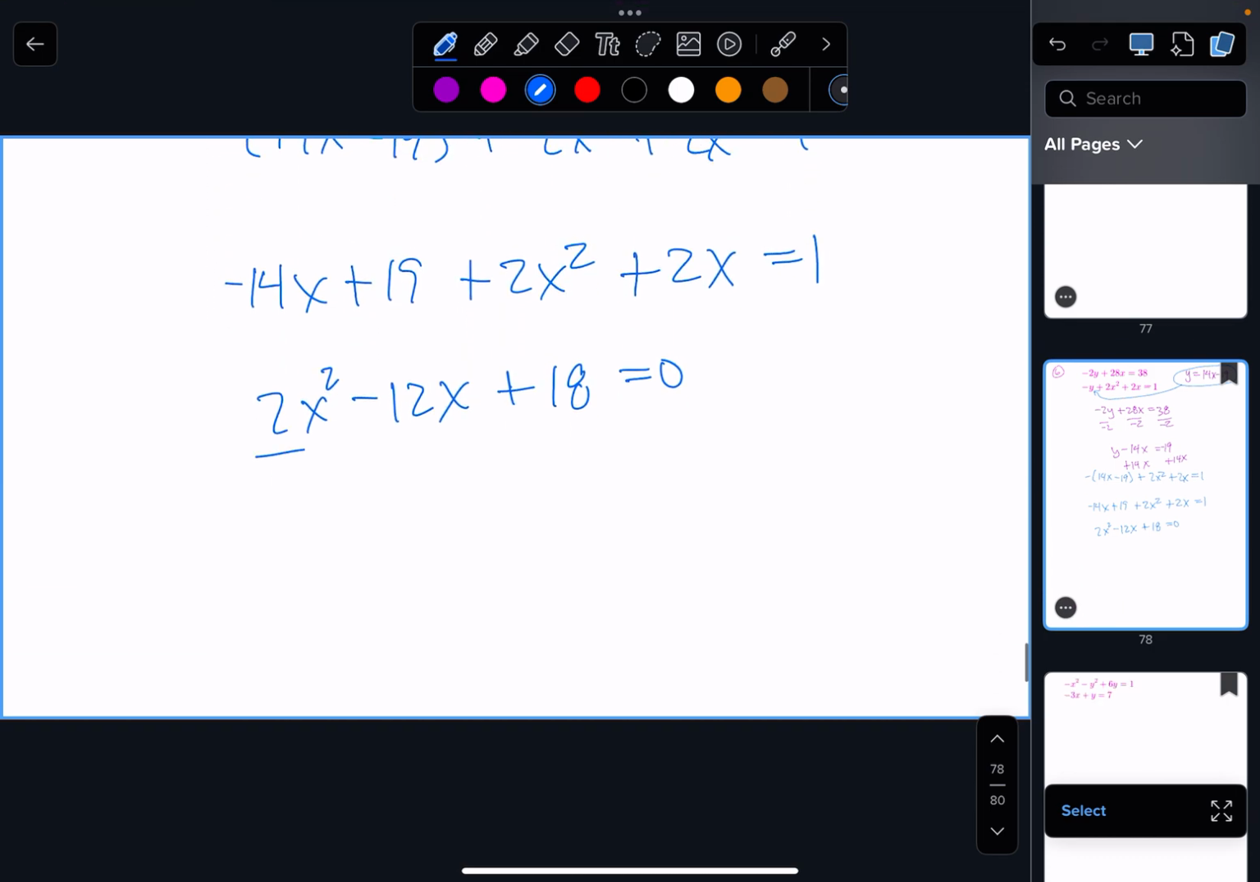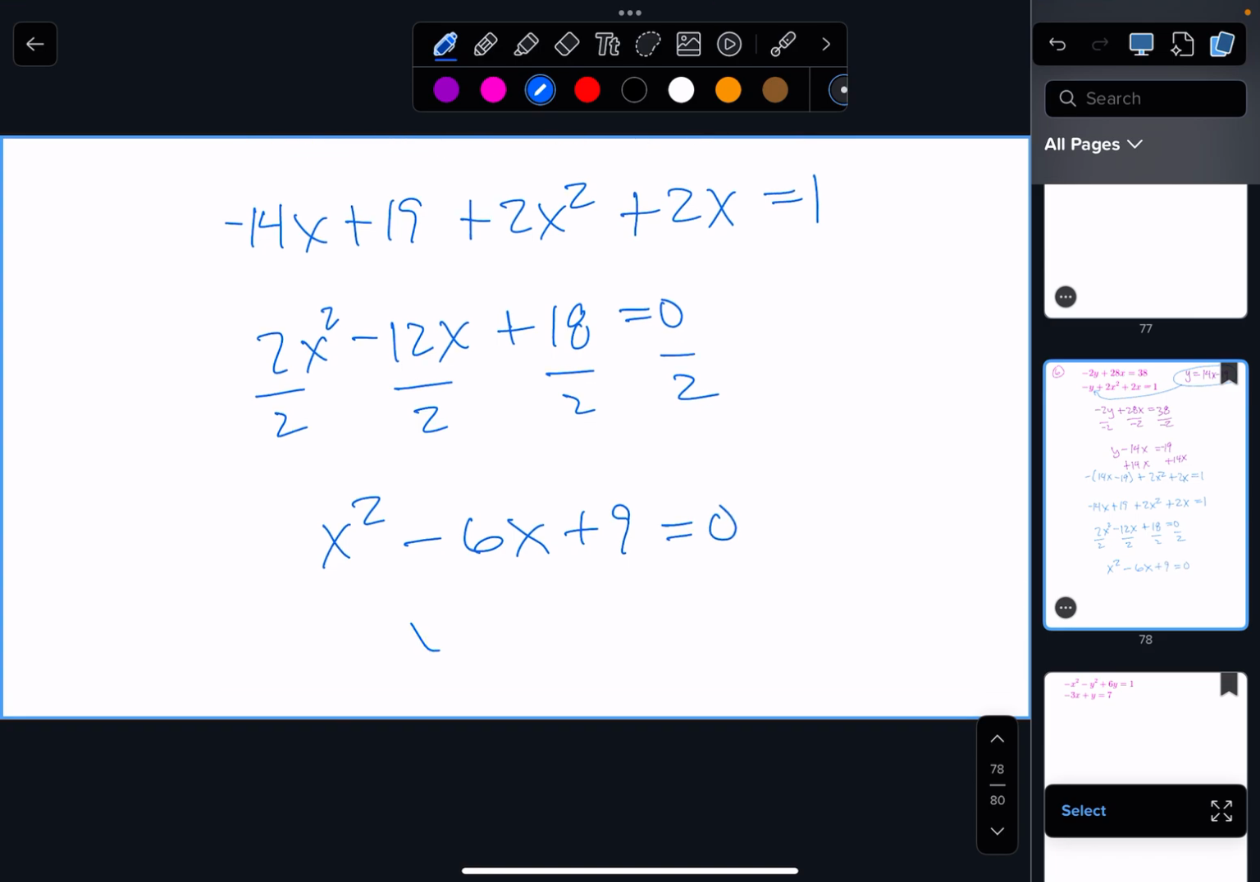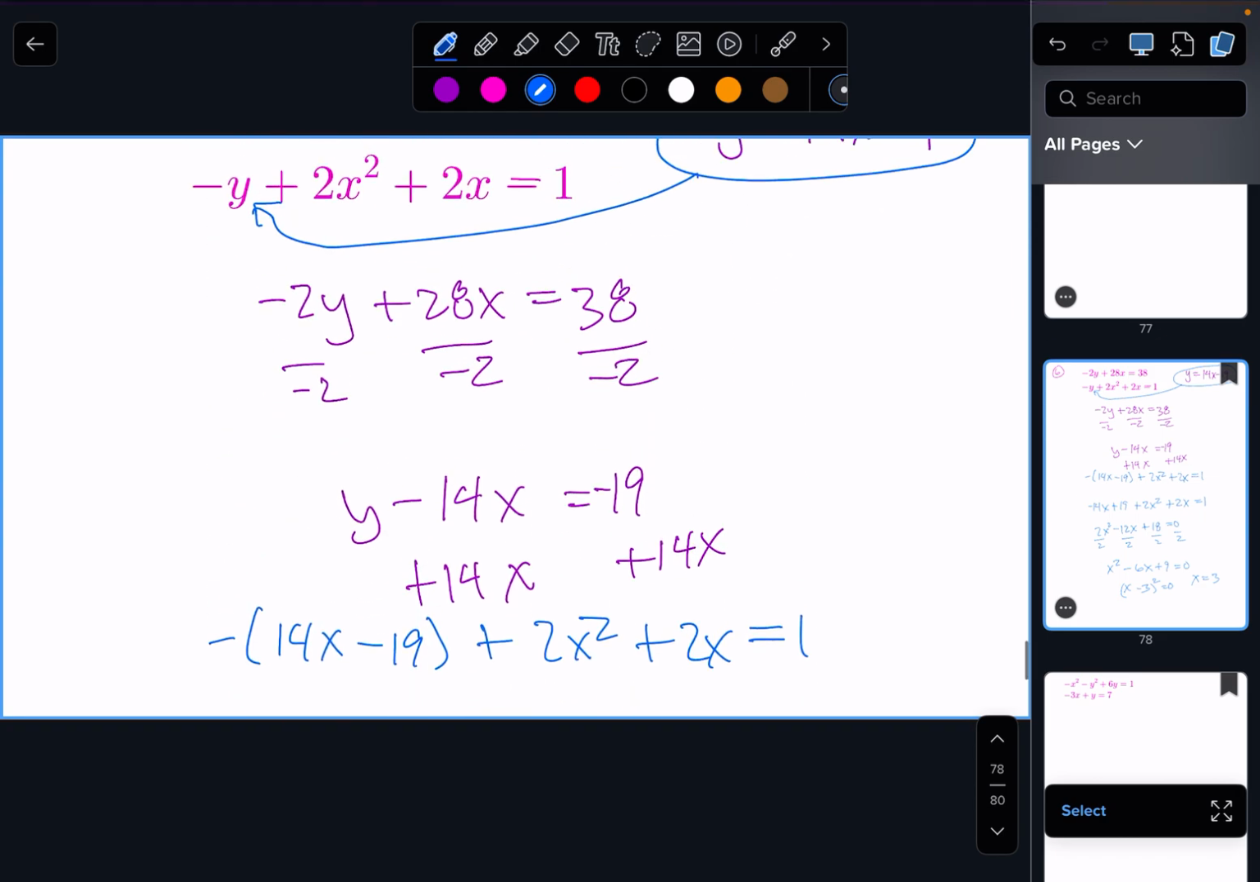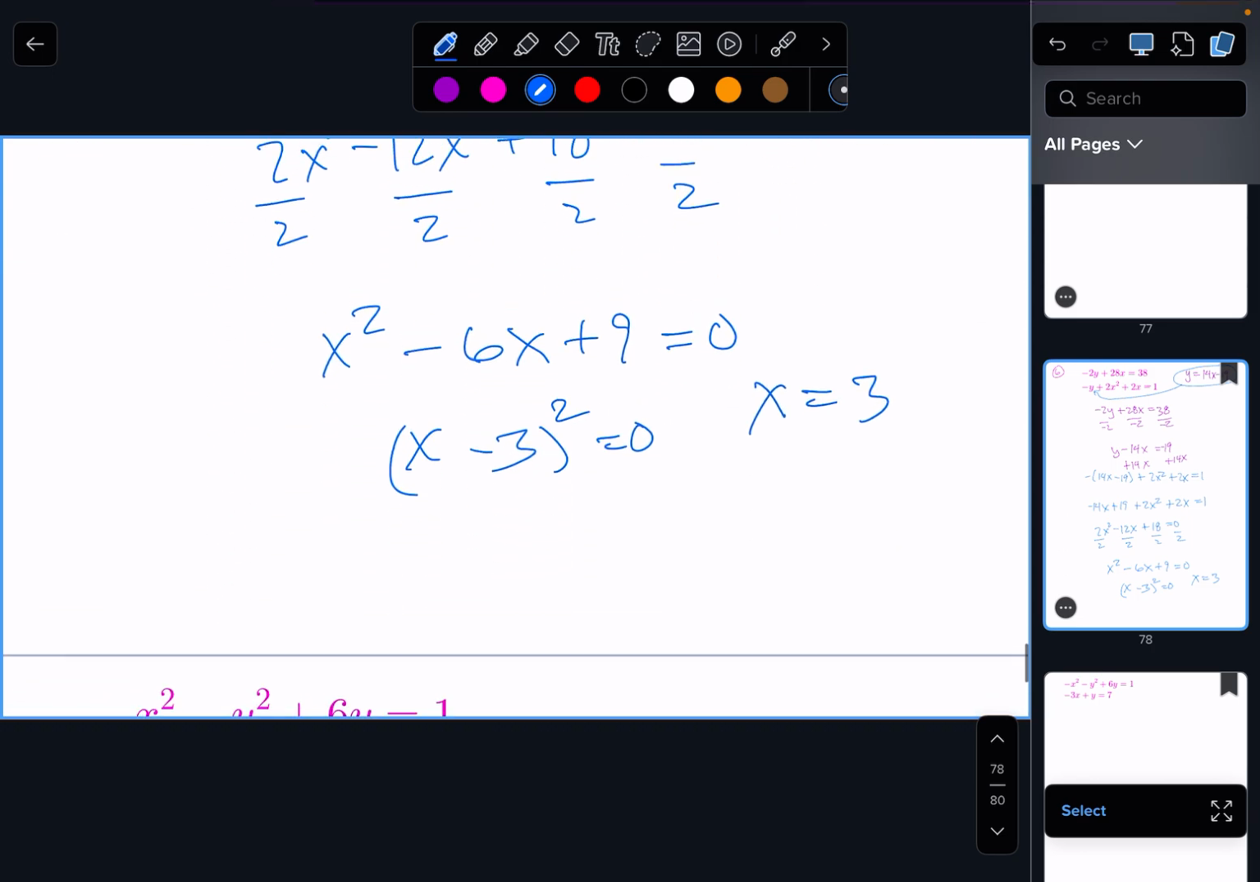I'm going to divide by 2 again. So x squared minus 6x plus 9 equals 0. And I think that's x minus 3 squared. So x equals 3. Are we okay so far?